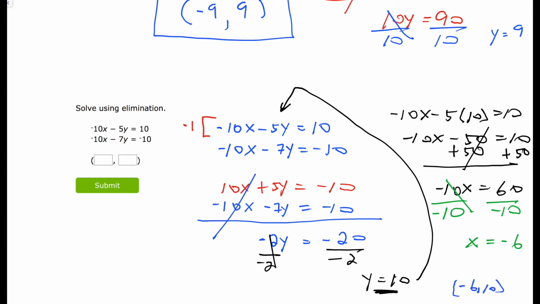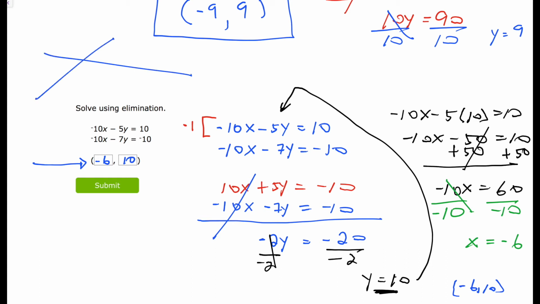Oh, wait. One more question. What does this mean in terms of the graph? What is the point of this coordinate? And if you were to graph these two lines, you do know this. You actually know this. I promise. You do. 100% you know this. So this is a line that graphs like this.